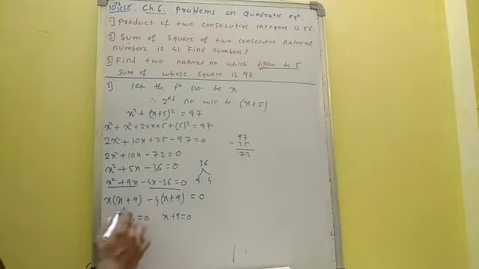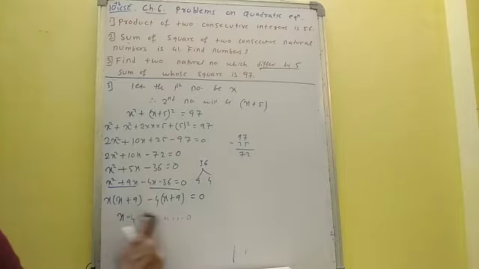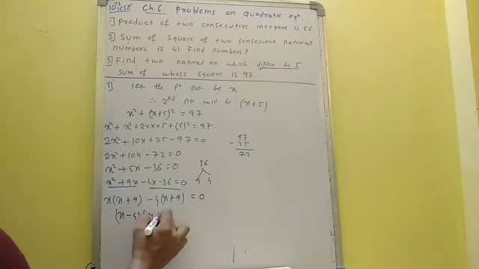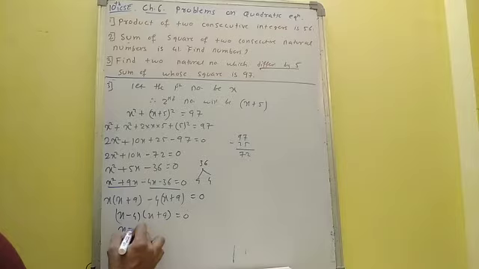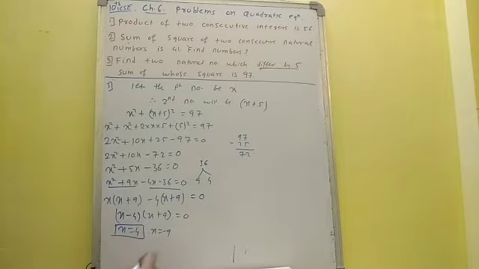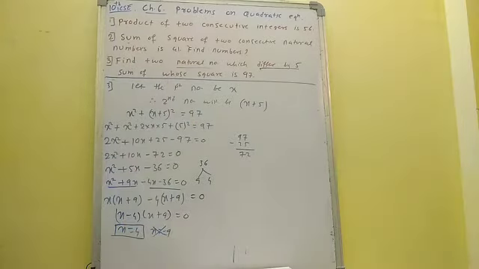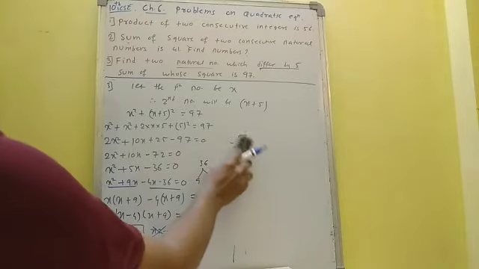We will have two brackets first. I have skipped one step actually. It is x minus 4 and x plus 9 equal to 0. x is equal to 4 and x is equal to minus 9. We have x is equal to 4. And as we are having the natural number, this is discarded. So one number is 4.